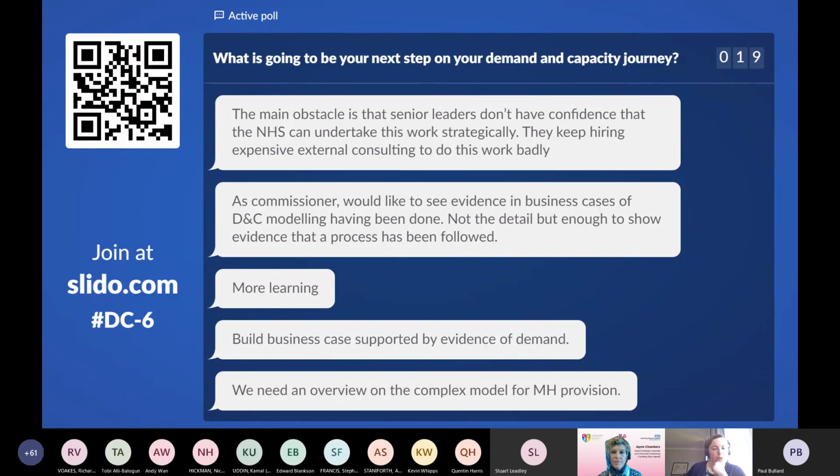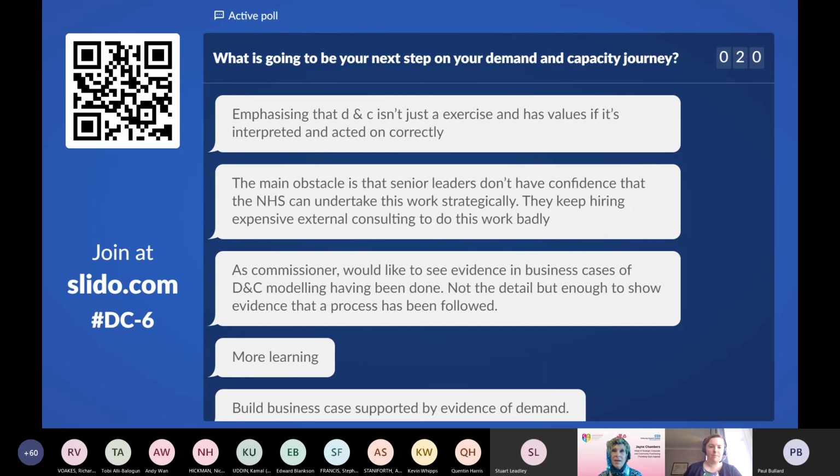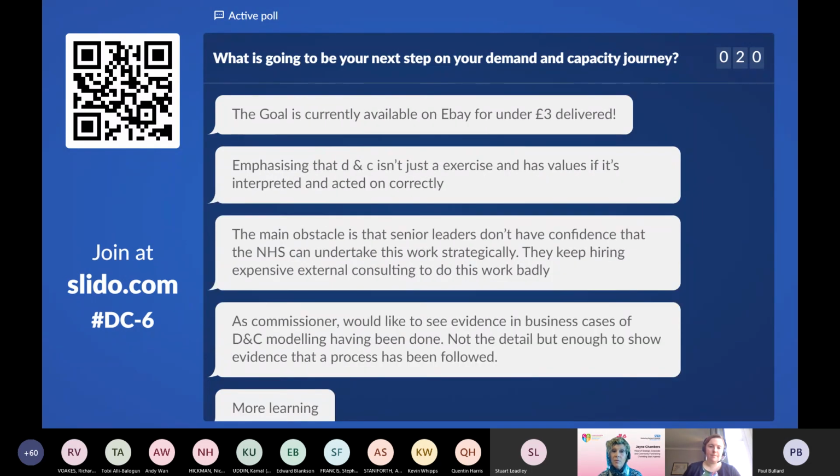Jane, you've done quite a bit of engagement with your board, haven't you? Yeah, as I said, we've been quite lucky in our organisation in the fact that our chief exec absolutely understands the importance of demand and capacity. So he's been really, really supportive. So it is about getting buy-in from the top, because if you've got that level of buy-in, then you won't have the same constraints that you would otherwise.